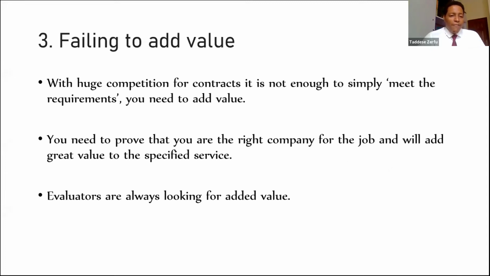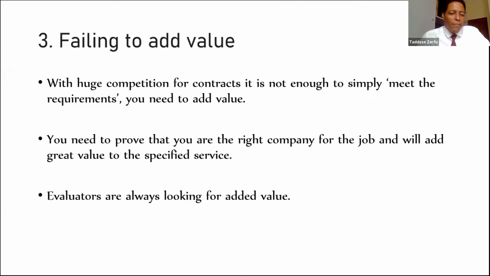And the third one is failing to add value. Most research grants are competitive. Now you have to bear in mind that there are a lot of competitors. So to get the grant, you must add value: what is new in my proposal. You have to make sure that you have added something which can make you preferable or which can attract your donors. Otherwise, just meeting the requirements is not enough to get funded. So you have to make sure that you have added value in addition to what is required.